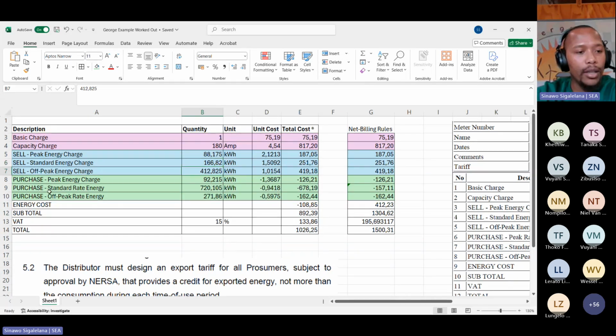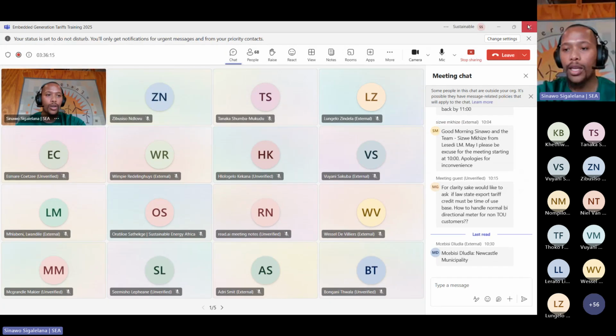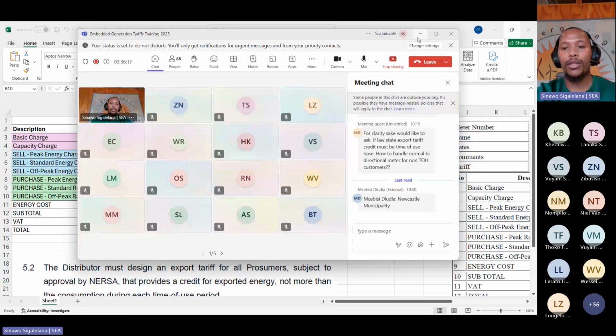Even, for example, you see in the off-peak, the off-peak energy charge is 412.825. Here in the off-peak, they've sent back less than they've consumed, meaning I can apply it to the entire 271. Colleagues, before I continue to explain, I saw a hand up. Please ask, colleagues, because I don't want us to lose each other. Yes, sir. It was me.